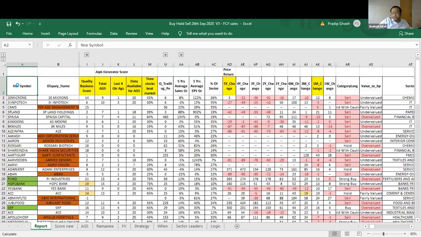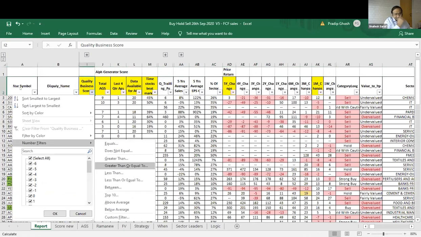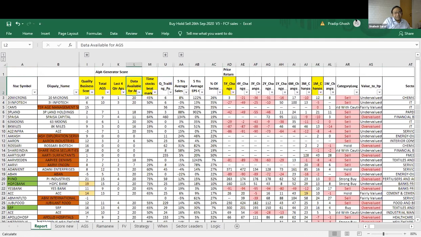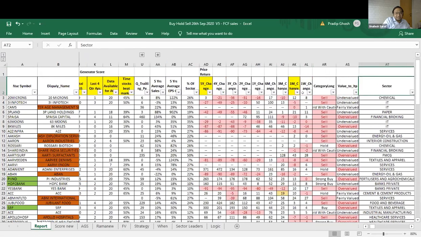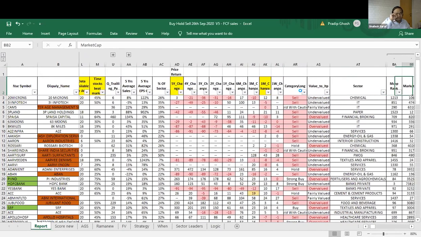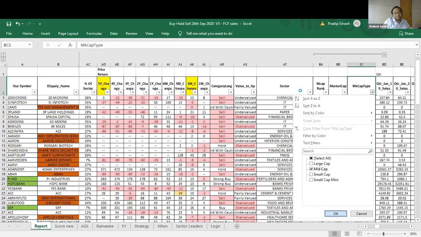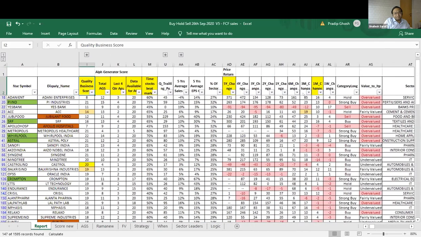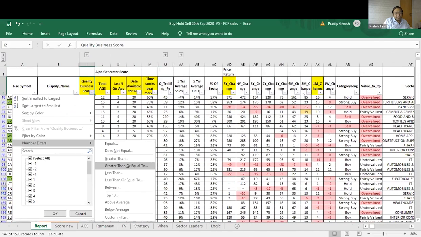Sir, are all of them benchmarked to Nifty? Nifty. Okay, got it. Right now we have done everything with Nifty. Because everyone looks at Nifty more, so we wanted to know which stocks rise with Nifty and which do not. We'll take 18 and above QBS, mid cap only.